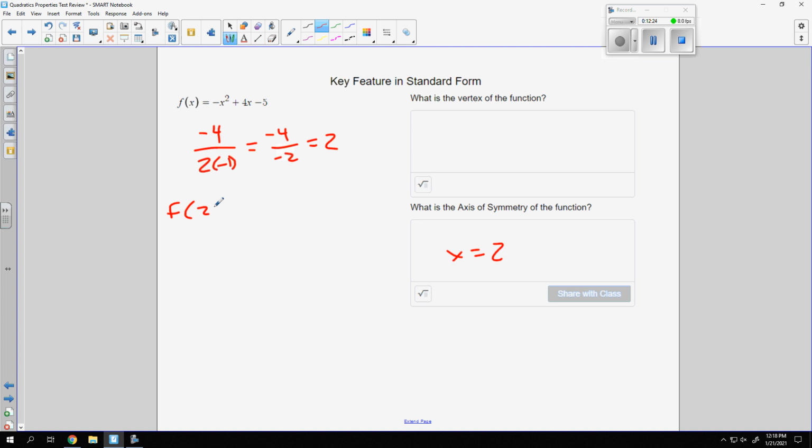That axis of symmetry gets plugged in to find the y value. And so 2 squared is 4, so negative 4 plus 8 minus 5 should be what? 4 minus 5 is negative 1. Right, negative 4 plus 8 is 4. 4 minus 5 is negative 1. Cool, once again, check that with the Desmos graphing calculator.